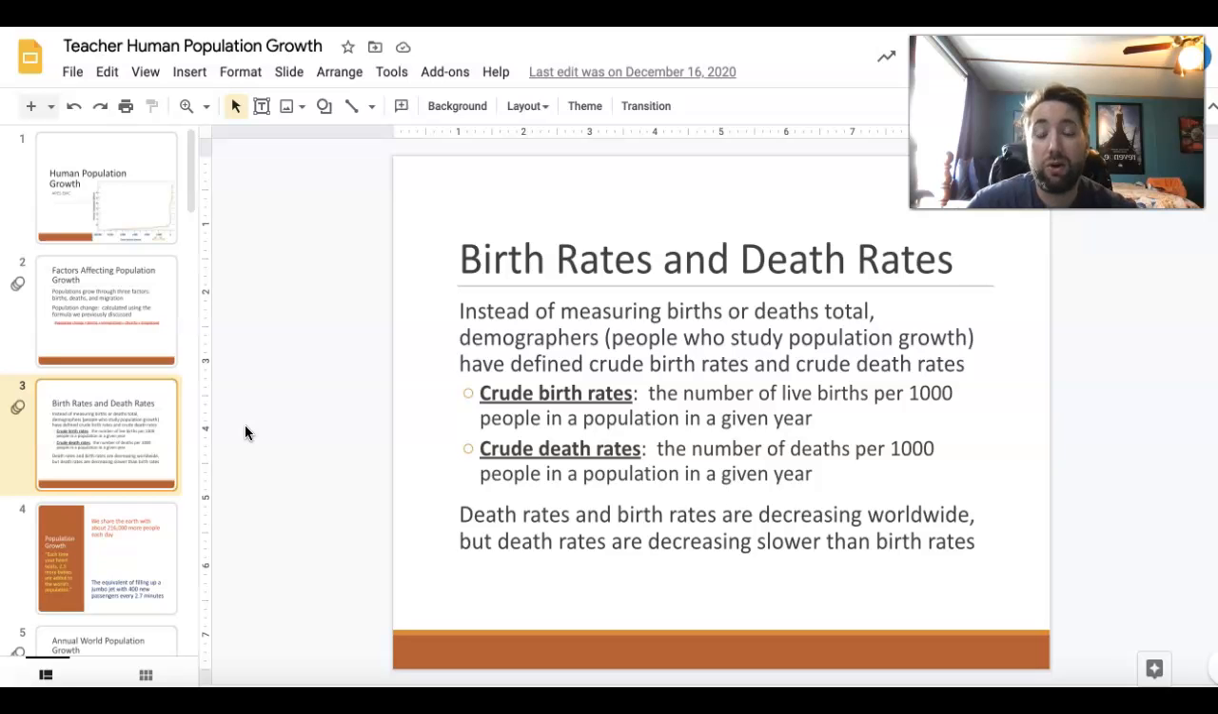All over the world, death rates and birth rates are decreasing, but the death rates are actually decreasing slower than the birth rates are. So you've got one slowing down and the other one kind of keeping the same pace, that kind of thing.